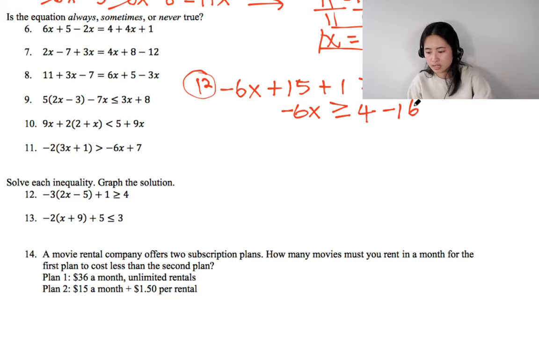Does that make sense, guys? And then from there, as you can see, you have the negative sign on the left-hand side of the equation. Okay, so 4 minus 16 is going to be negative 12.